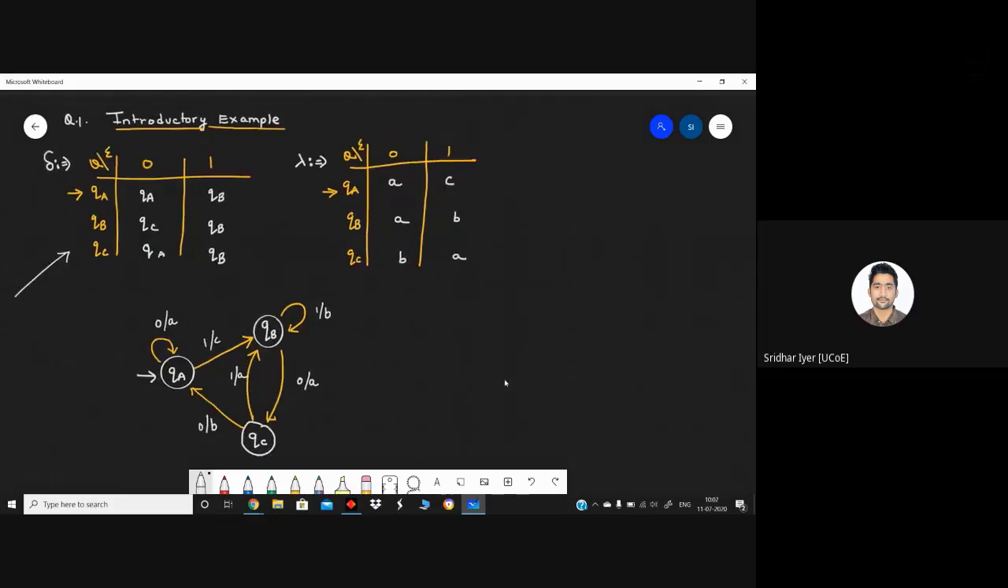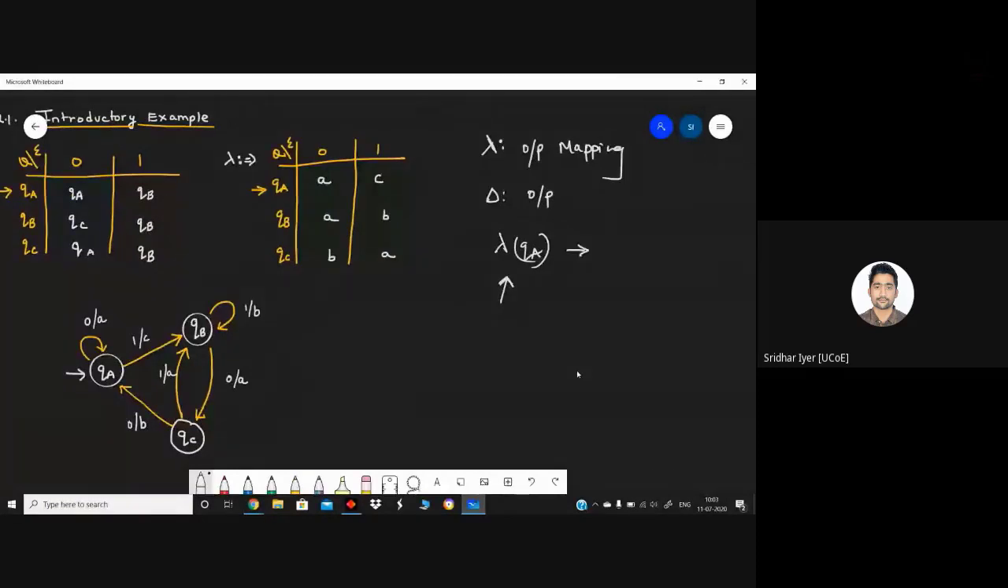If you remember this particular symbol, lambda, lambda is nothing but output mapping. Remember? Similarly, there was one more symbol, delta. Delta was nothing but your transition function, right? So what we can say is lambda of QA, we used to write this in this fashion for Moore machines, if you remember, because the output was associated with each state in the case of a Moore machine. But in case of Mealy machine, it slightly changes. We need to write it like this: QA on input 0.